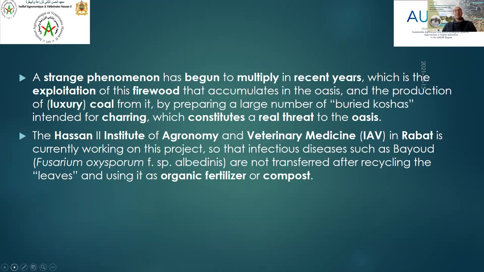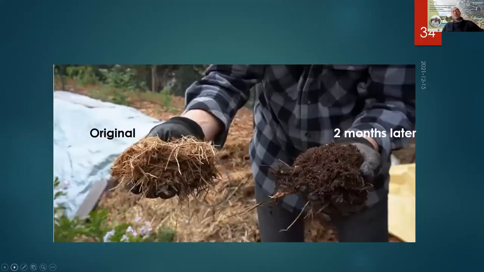The Hassan II Institute of Agronomy and Veterinary Medicine, IAV, in Rabat is currently working on this project so that infectious diseases such as bayoud, due to Fusarium, are not transferred after recycling the leaves and using them as organic fertilizer as a compost. We see here the original plant material, and 2 months later, it's a good compost to be used for the palm grove itself or for the whole vegetation that is grown beneath it.